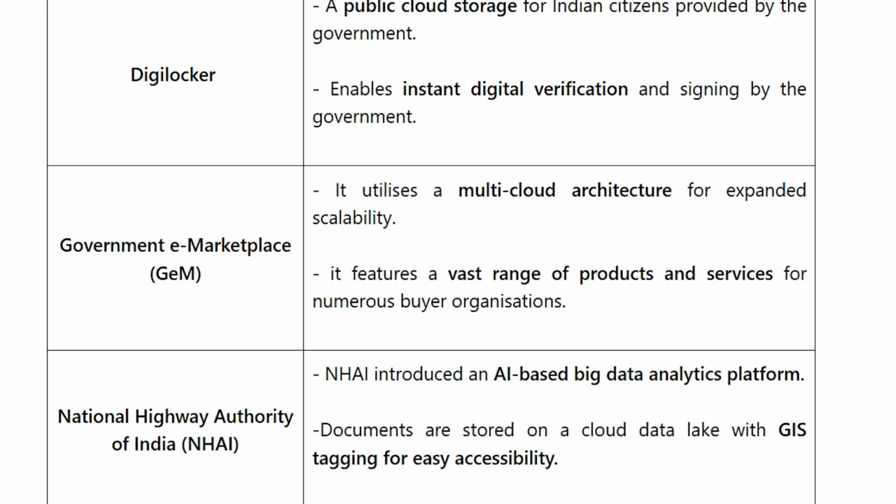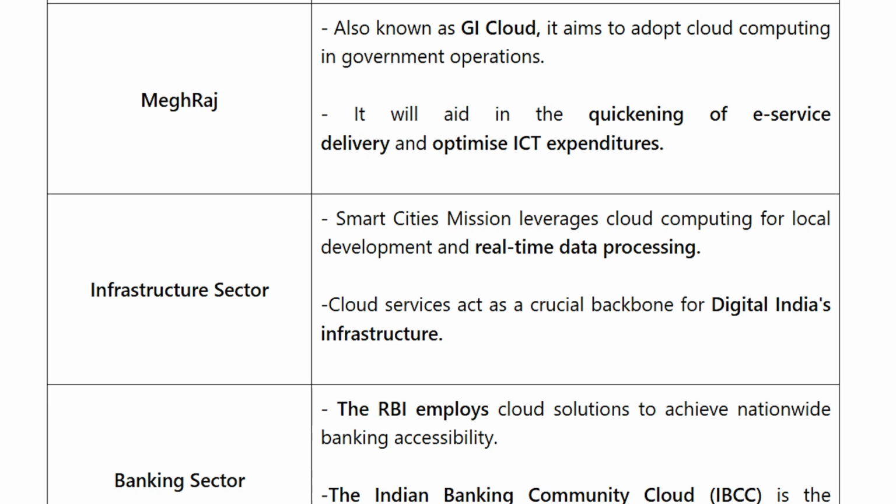National Highway Authority of India, NHAI. NHAI introduced an AI-based big data analytics platform. Documents are stored on a cloud data lake with GIS tagging for easy accessibility. MeghRaj, also known as GI Cloud, aims to adopt cloud computing in government operations. It will aid in the quickening of e-service delivery and optimize ICT expenditures. Infrastructure sector. Smart Cities mission leverages cloud computing for local development and real-time data processing. Cloud services act as a crucial backbone for Digital India's infrastructure.